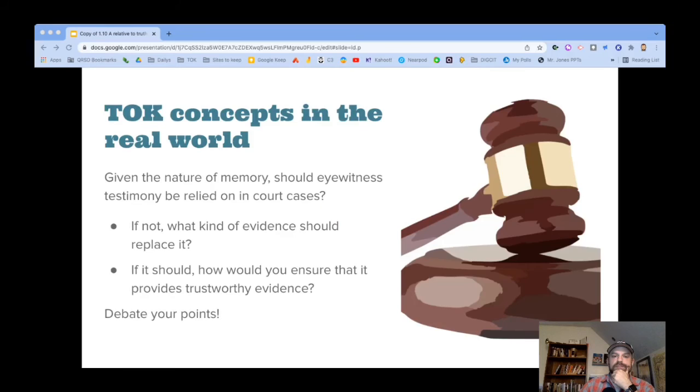Next up, very important, we're going to relate it all to the criminal justice system. Let me show you my screen. Given the nature of memory, should eyewitness testimony be relied on in court cases? We saw the numbers: 72% of wrong judgments, on people that go to jail for life or whatever, are proven to be because of bad eyewitness testimony.